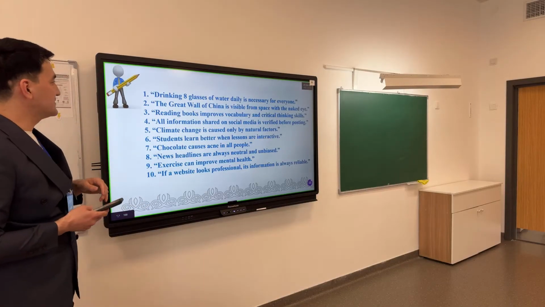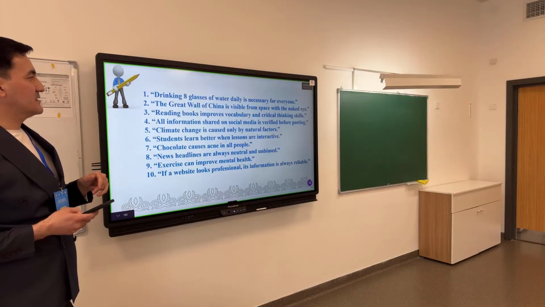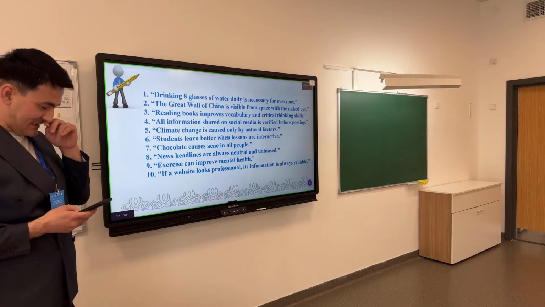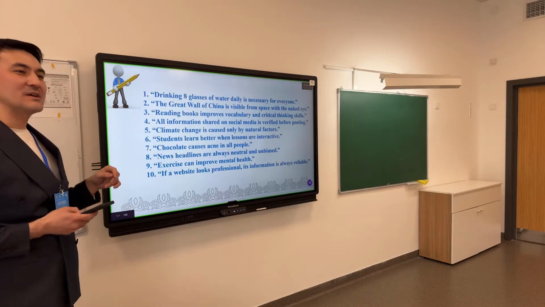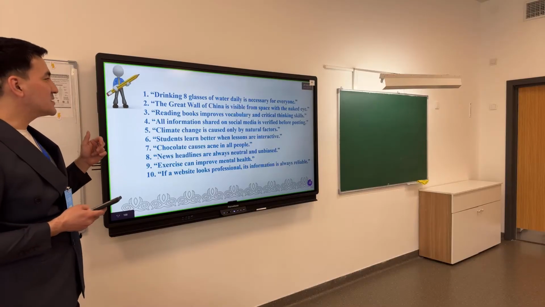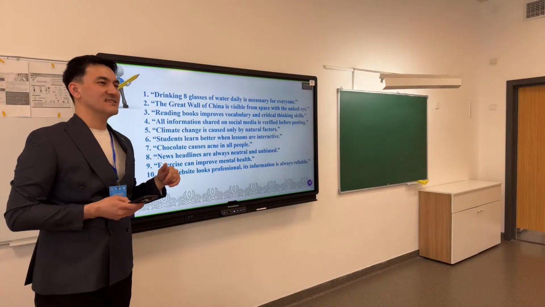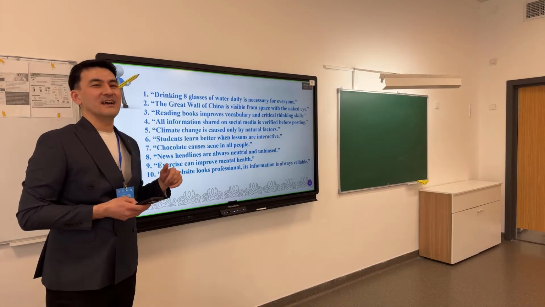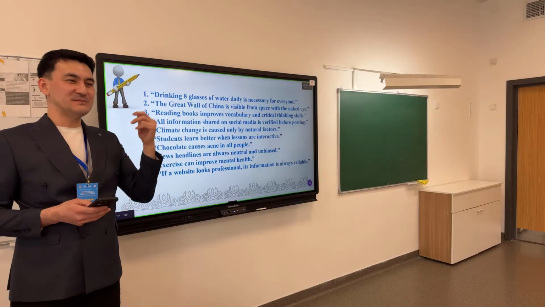The Great Wall of China is visible from space with the naked eye. No, that's all. Fact. What do you think, colleagues? Is it fact or fake? The Great Wall of China is visible from space with the naked eye. Fake. It's fake, yes. Okay. Next, please.